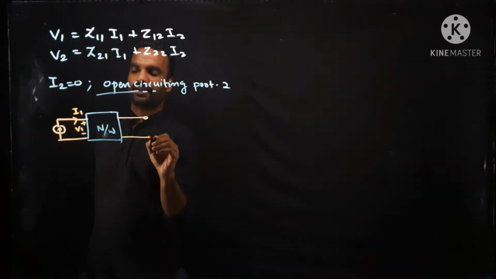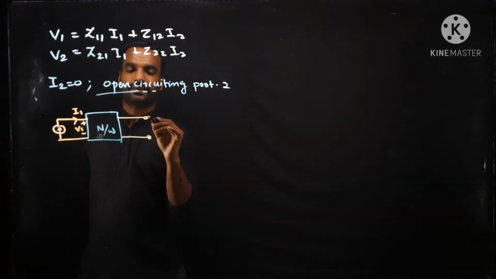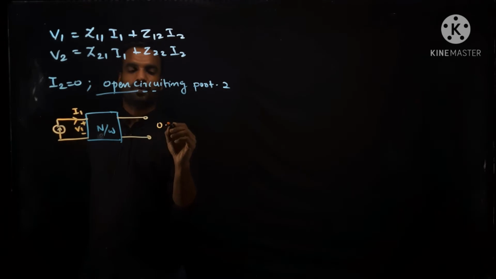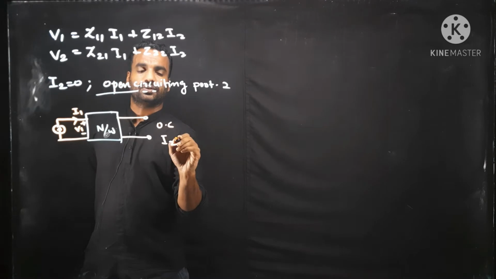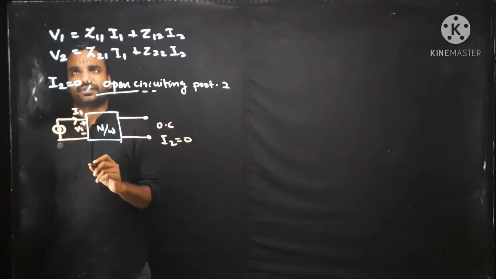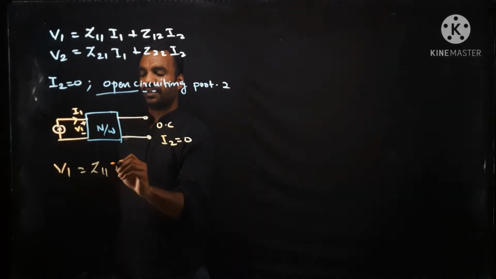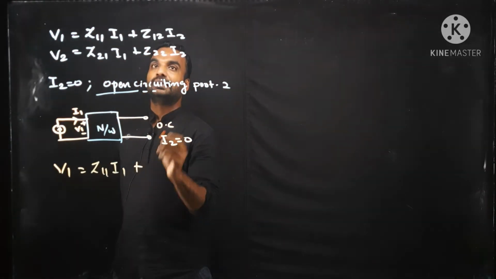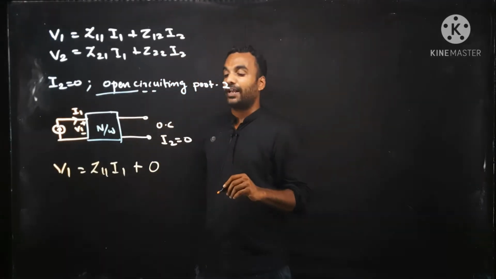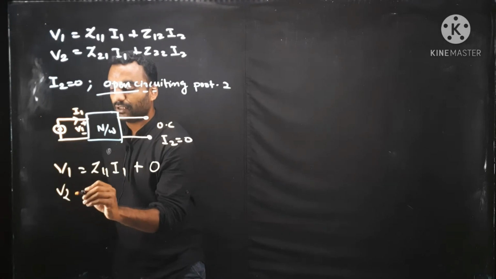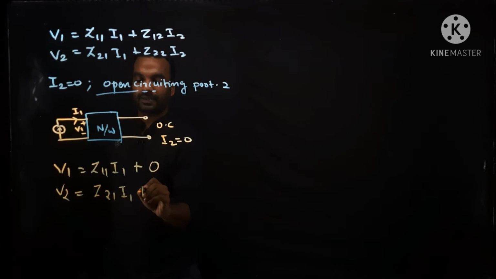On the other side, this terminal is open circuited. OC. What is OC? Open circuited. So I2 is equal to 0. Now rewrite our equations. Our equation will become V1 is equal to Z11 I1 plus Z12 I2. In that I2 is equal to 0. So V1 is equal to Z11 I1 plus 0, and V2 is equal to Z21 I1 plus 0.